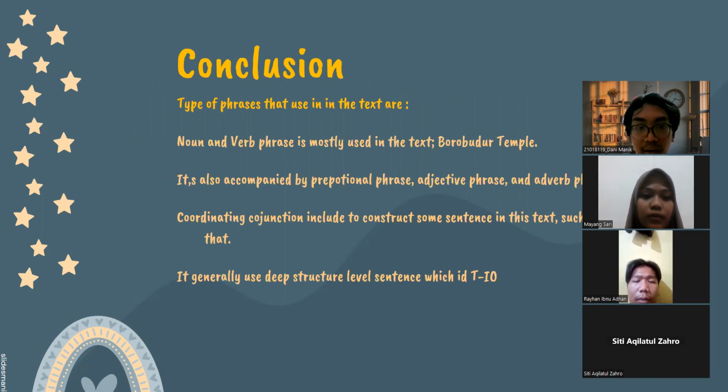So we can draw a conclusion about the types of phrase used in the text. Noun and verb phrases are mostly used in the text Borobudur Temple. They are also accompanied by prepositional phrase, adjective phrase, and adverb phrase. Coordinating conjunctions also construct some sentences in this text, such that in general it uses deep structure level sentences.